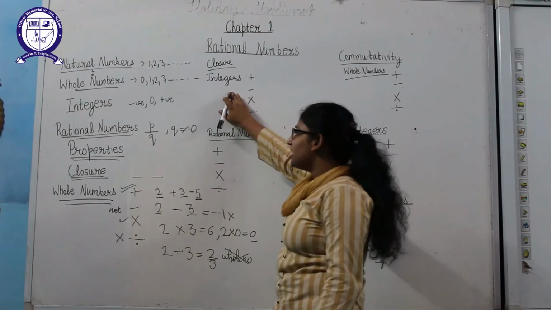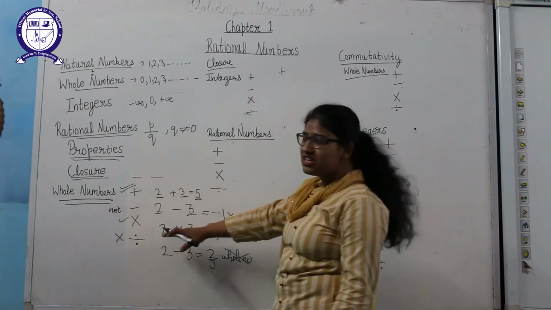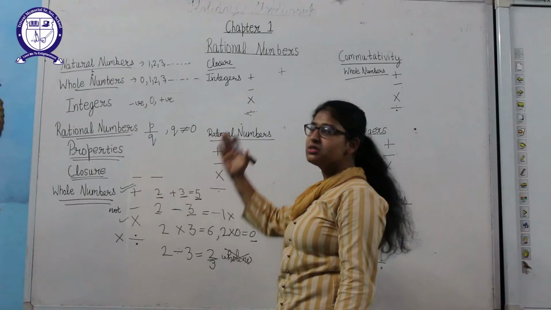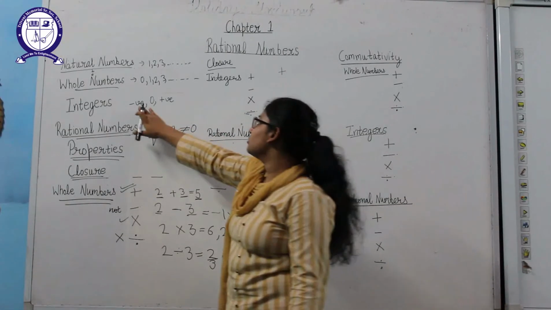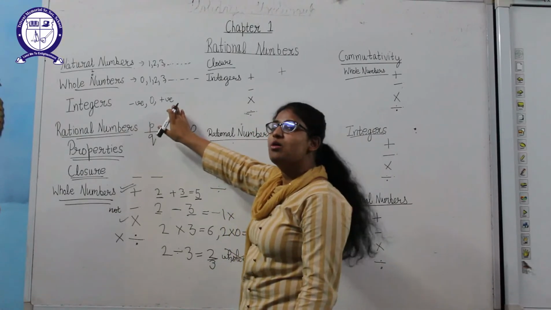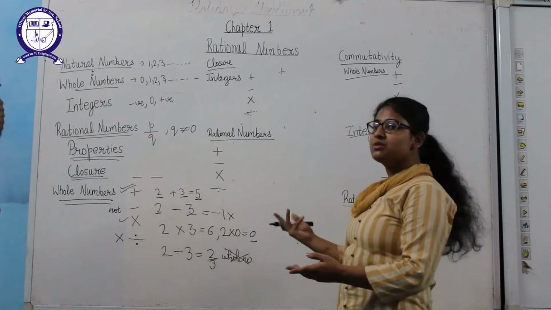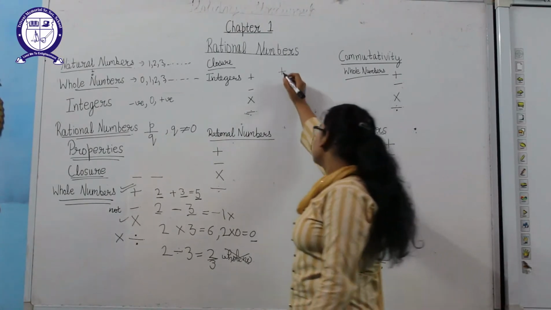For integers, again we will take 2 integers. Here we were taking whole numbers, means from 0 to all the positive numbers. But now, in the case of integers, we can take negative numbers also, we can take 0 and we can take positive numbers. And the answer should be any of the integers, means the answer can be positive, negative or 0. So we will start with it.